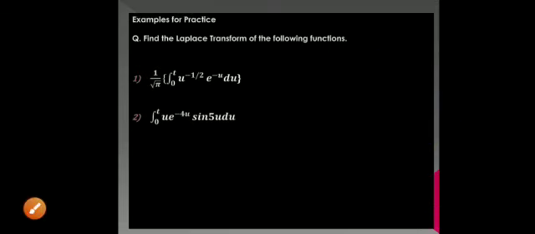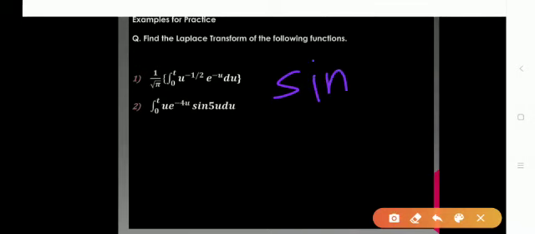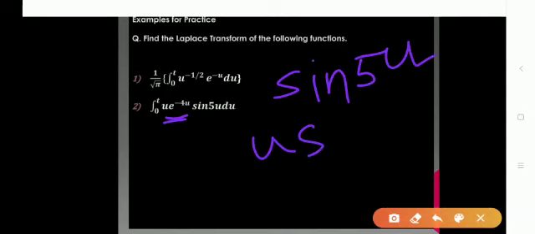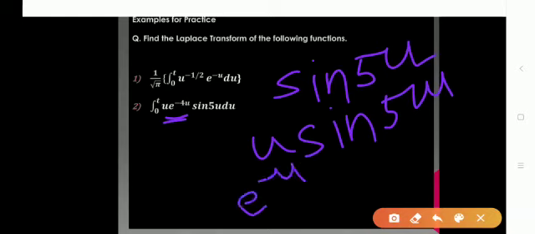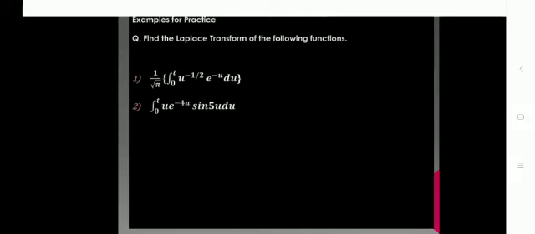The second example is very simple as we have solved the first example. First find the Laplace transform of sin pi u. Then you may change your order, so it becomes u sin pi u. Apply the multiplication by t property, then by the first shifting property e raised to minus u into the u sin pi u result, and then apply the Laplace transform of integration result.